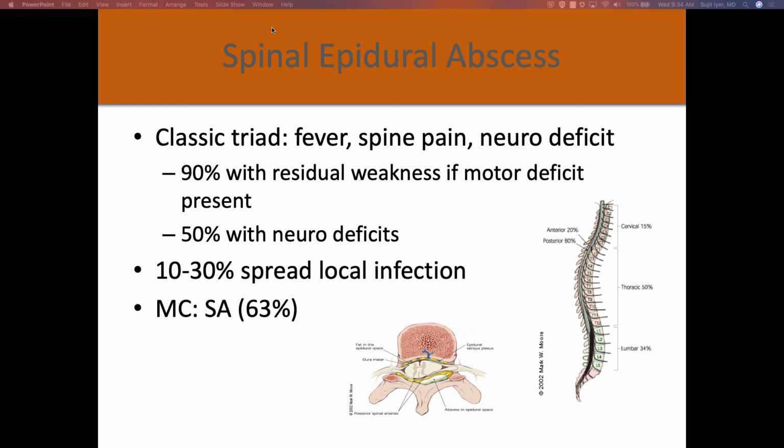A small percentage ends up being spread from local infection, but again, it can be spread hematogenously, as well as by direct inoculation from trauma, surgery, or invasive procedures. And then by far the most common etiology involved is Staph aureus. The most common regions involved are the thoracic and the lumbar regions specifically.